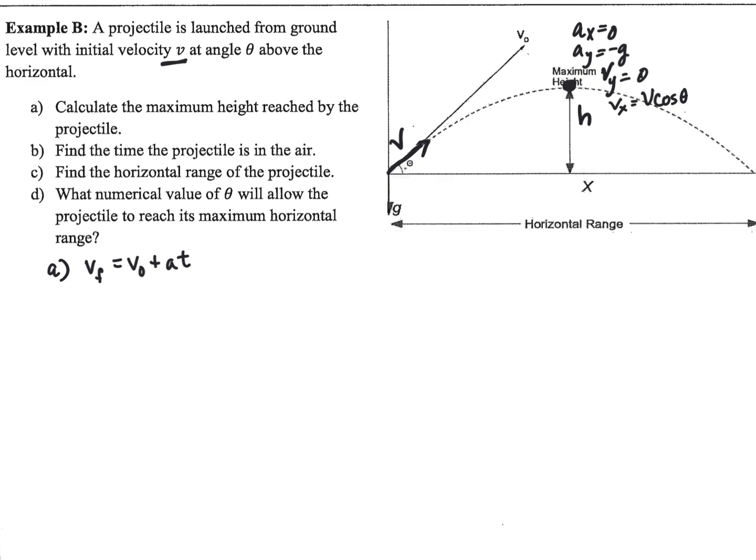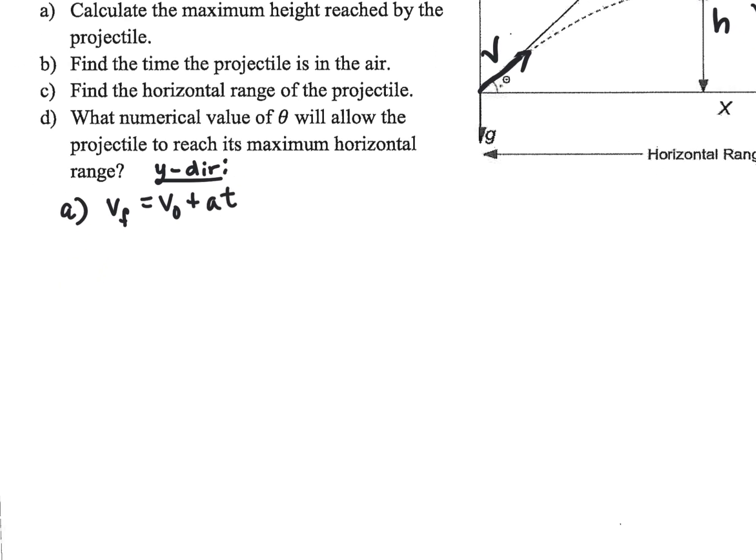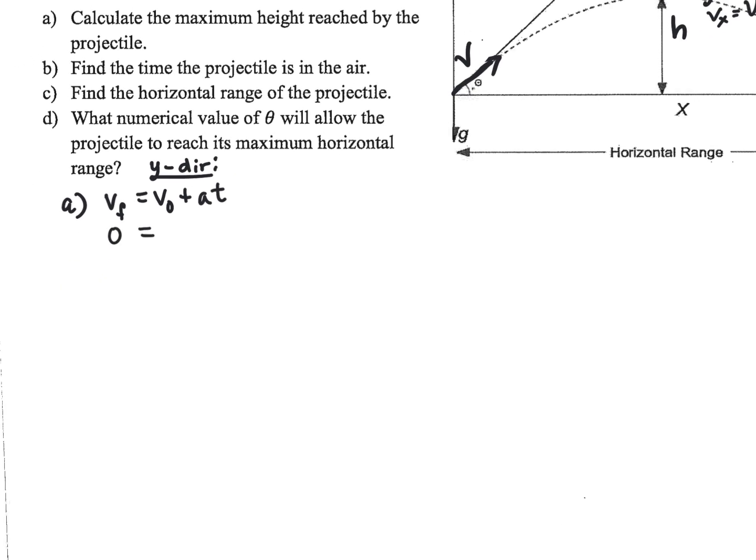V final, if we're talking about the y direction, let's do y direction stuff, right? So in the y direction, we know V final is 0, correct? V initial in the y direction is going to be V sine theta minus GT. Can we solve for T? I hope so. Subtract V sine theta to the other side and divide.